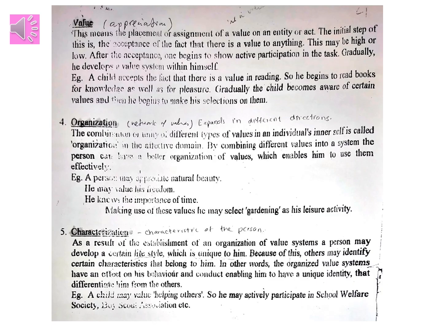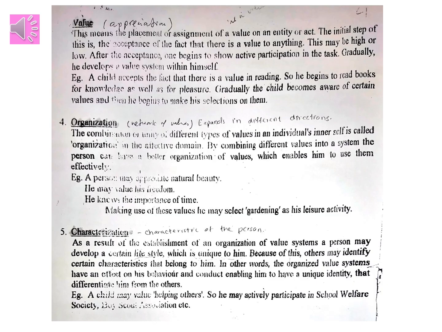This may be high or low. After the acceptance, one begins to show active participation in the task. That's the second one. Gradually, he develops a value system within himself. Even when you get interested in the first stage, response, he sees a value in this. That's why he gets interested. Then he actively participates. Then he realizes the real importance of the task.